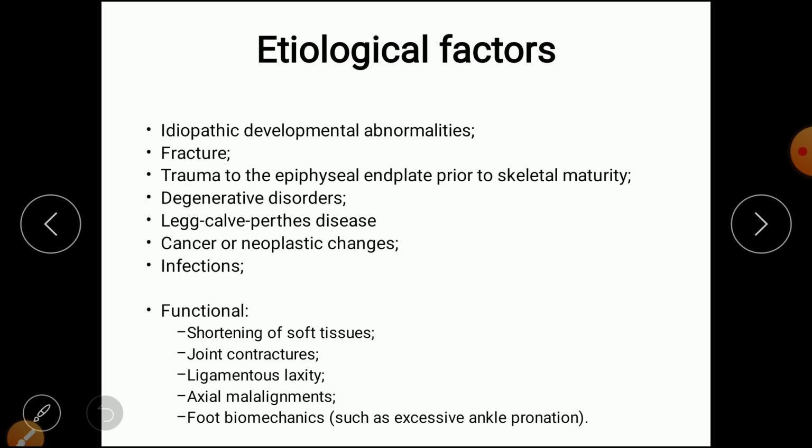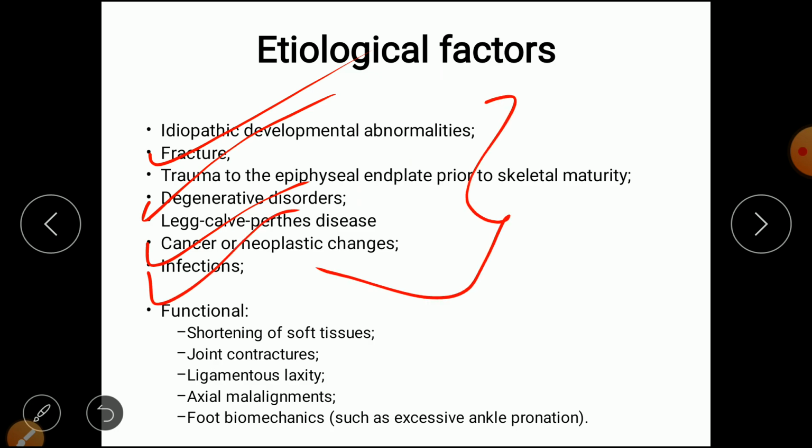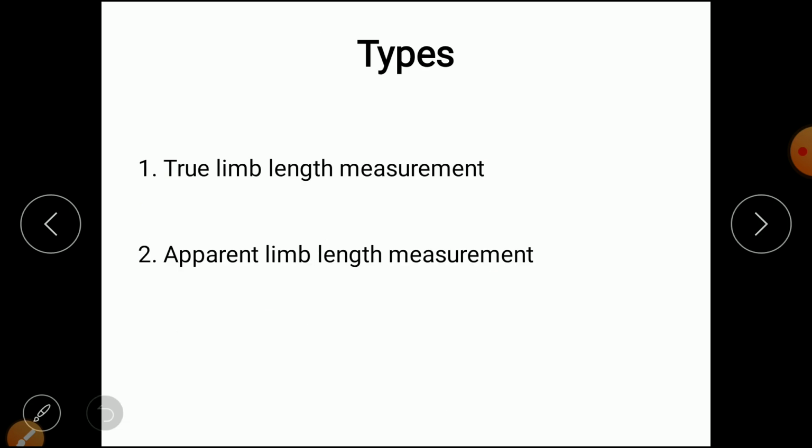Basically, the etiological factors for true limb length discrepancy are fracture, trauma, idiopathic developmental abnormalities, degenerative disorders, Legg-Calve-Perthes disease, cancer or neoplastic changes, and some infections. The functional LLD causes are shortening of soft tissue, joint contractures, ligamentous laxity, abnormal posture, axial malalignment, and foot biomechanics. So these are the certain causes for the true and functional LLD.